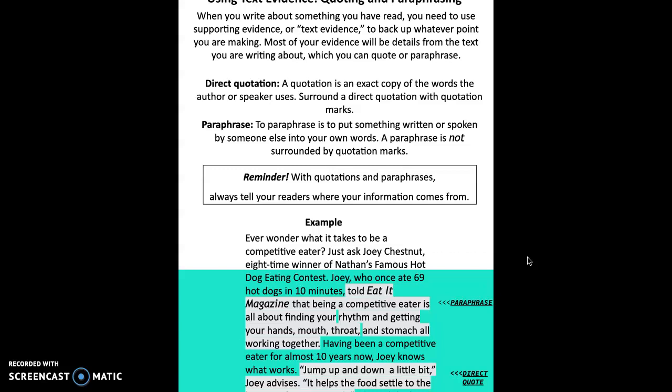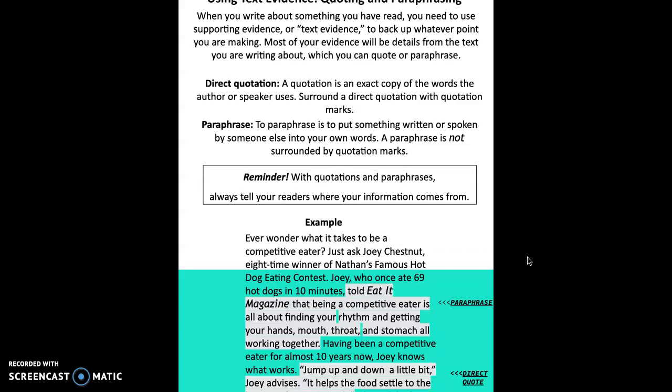A direct quotation is an exact copy of the words the author or speaker uses. Surround a direct quotation with quotation marks. Someone is speaking, it's dialogue. All right, I'm reminding you that we never copy someone else's work. We never plagiarize. And we always give credit by either quoting what was told or spoken, or we can paraphrase it. We may take what is said, like we did recently in practice.